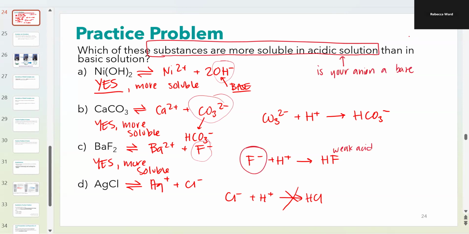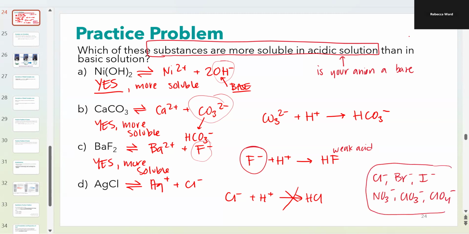The place where an anion will not react with an acid is if it's the conjugate base of a strong acid. So the only time that this isn't going to be effective is if we have Cl minus, Br minus, I minus, NO3 minus, ClO3 minus, and ClO4 minus. If that's your anion, then it's unlikely that acid is going to have an impact on the solubility of your salt.